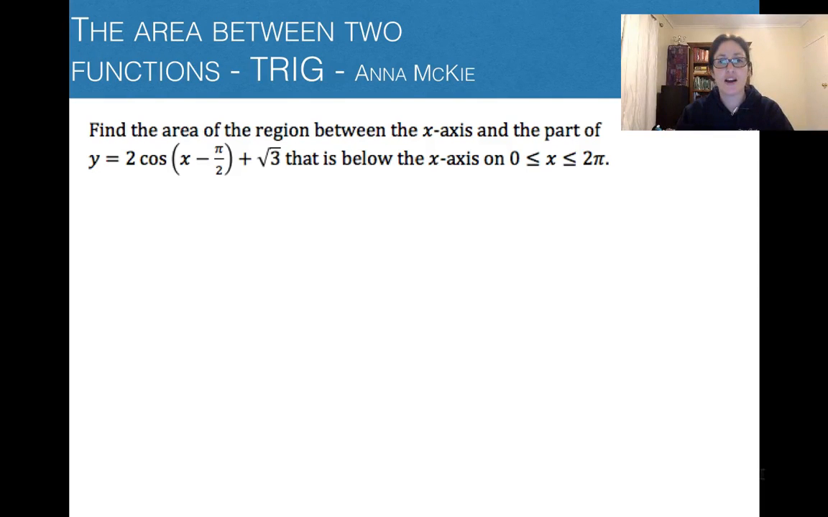Hello, I'm Anna Mackay, and this video is on the area between two functions, and it's a trig example, just the one example. So we are asked to find the area of the region between the x-axis and the part of this function that is below the x-axis in this section. While you could work some of this out algebraically, you wouldn't know how often this cos curve dips below the x-axis. So that's why you need to create a visual, a picture for yourself.